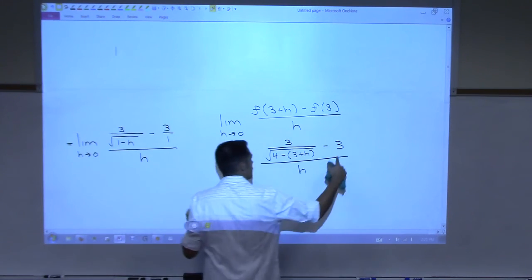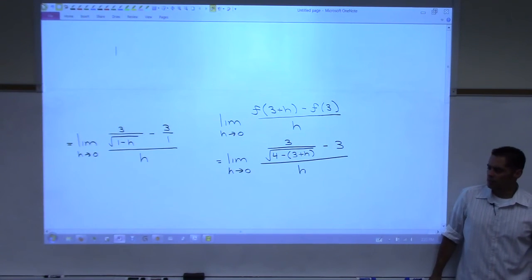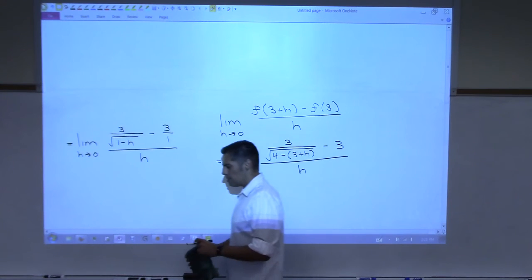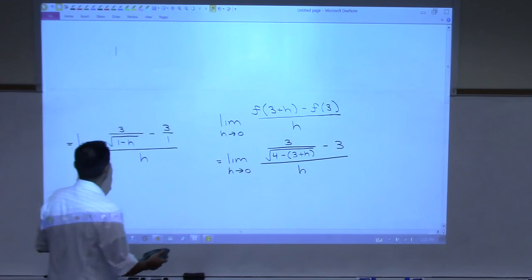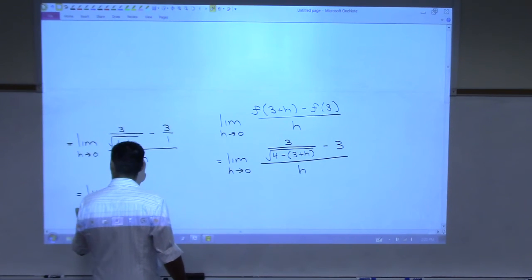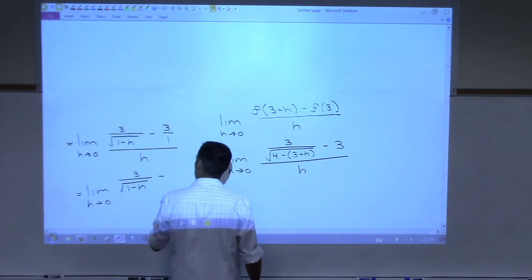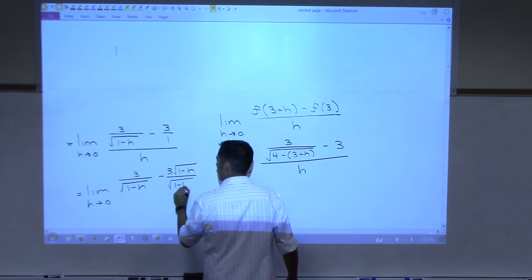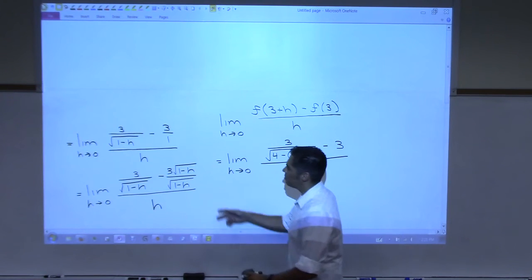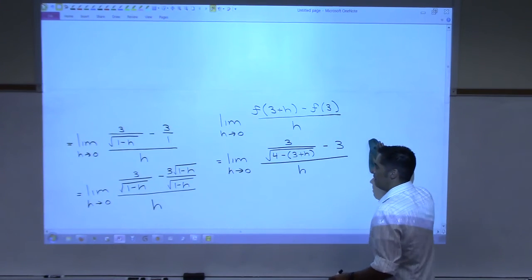I went ahead and turned this 3 over here into a 3 over 1 because of where I'm headed, right? Where am I headed? Common denominator, then probably after that, maybe the conjugate? We'll see. Limit as h goes to 0 of 3 over root 1 minus h, minus 3 times root 1 minus h over root 1 minus h, all over h. So there's my 3 over 1. I introduced the root on the top and bottom right there. And now I can put those two together.